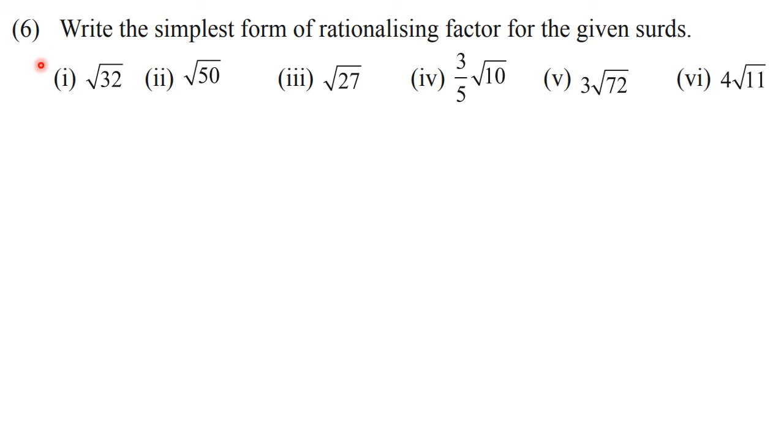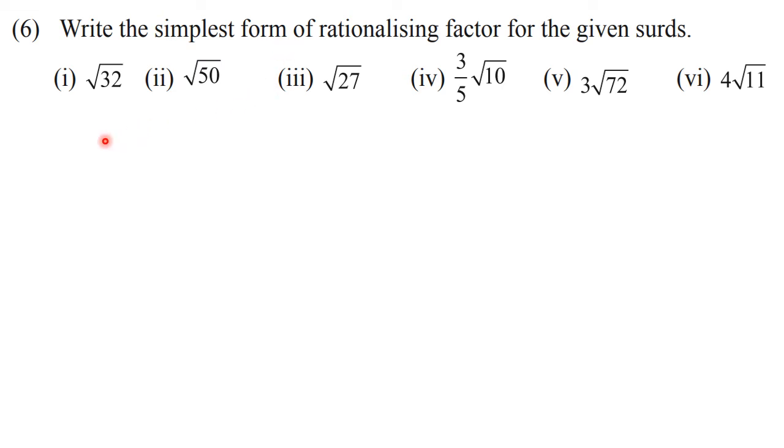Question number 6. Write the simplest form of rationalizing factor for the given surds. So rationalizing factor we have studied, and what we have studied there is that any surd can have innumerable rationalizing factors. Like we have seen for root 3, we have root 3 as factor. Then we have root 27 also as a rationalizing factor, because 3 into 27 is 81, which is a perfect square.